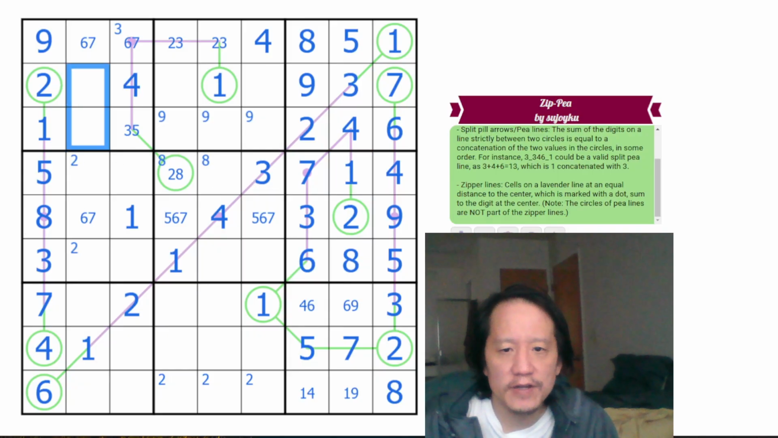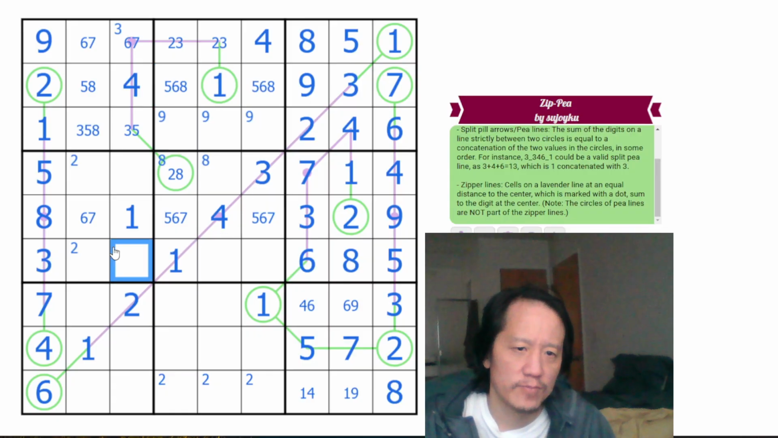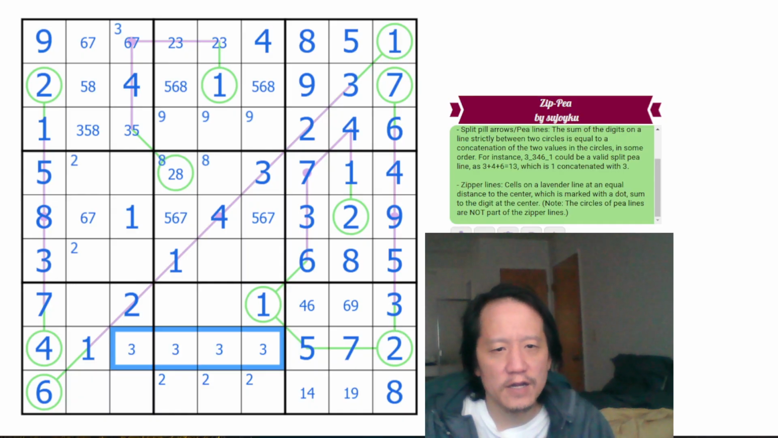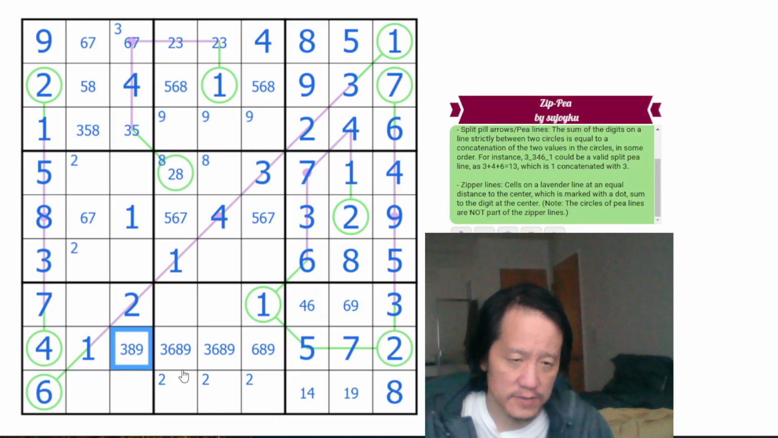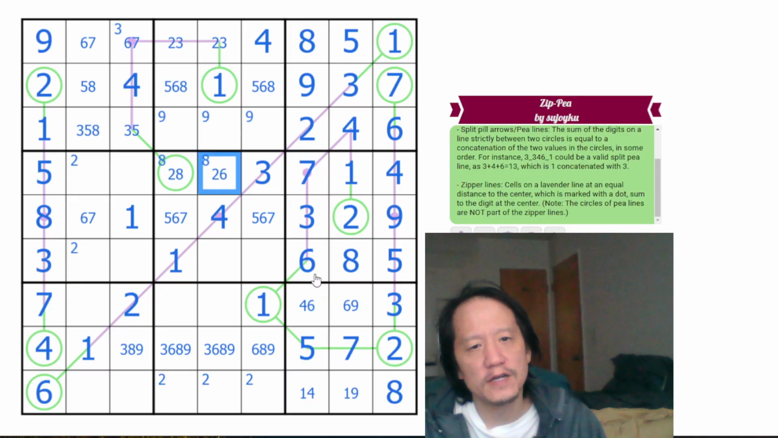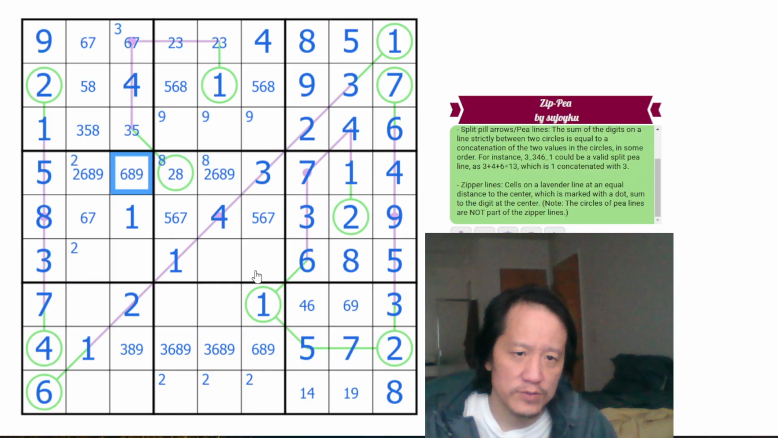So this is 3, 5, and 8. But this can't be 3. We have 5, 6, and 8. This is 5, 6, and 8. We have a 6, 7 pair here. This is 3, 6, 8, and 9. This can't be 3. This can't be 6. We have 2, 6, 8, and 9. This is also 2, 6, 8, and 9, but this one can't be 2.